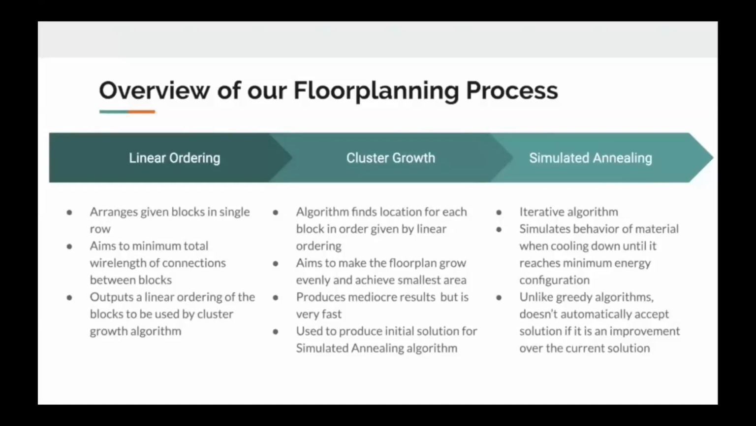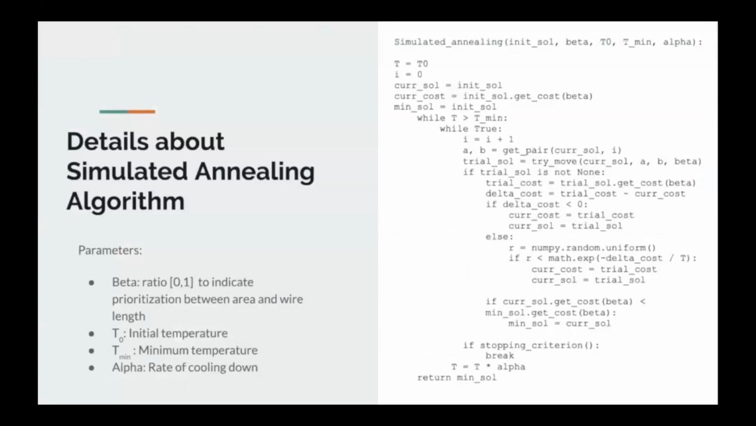So let's quickly go over details about the simulated annealing algorithm. We have 4 parameters besides the initial solution. We have beta, which is a ratio representing how much weight we're putting on the area versus the wire length. So if I use beta to be 1, it means all of my importance is on the area and I don't care about the wire length. So I don't want it to be used in the calculation of the cost.